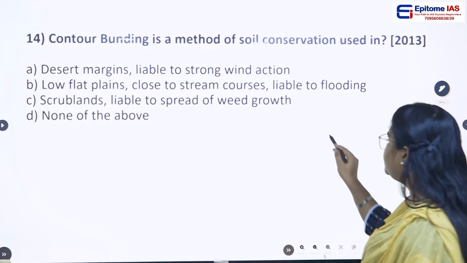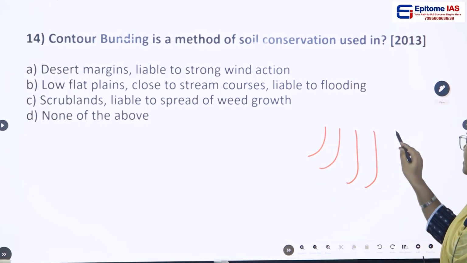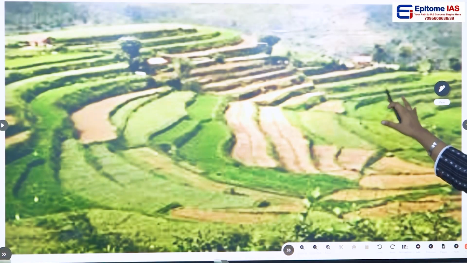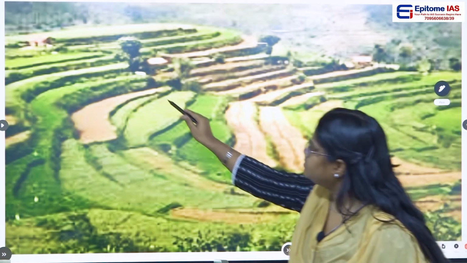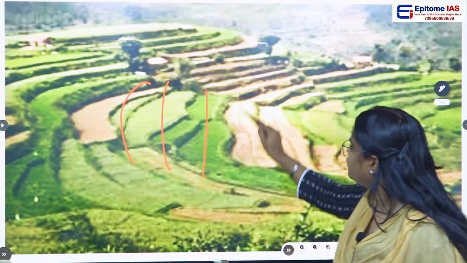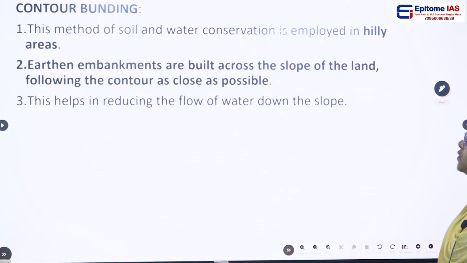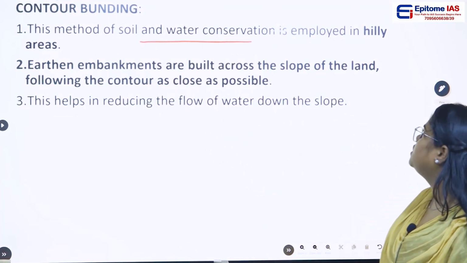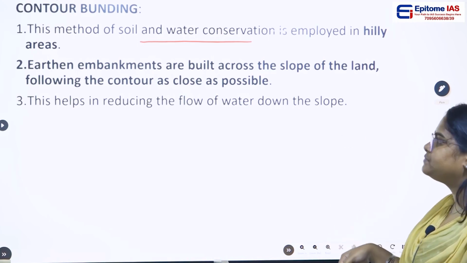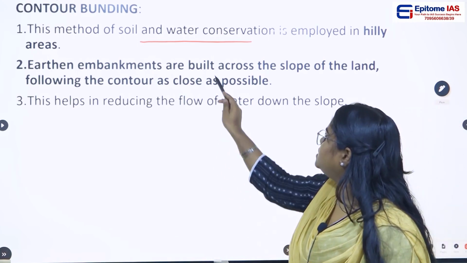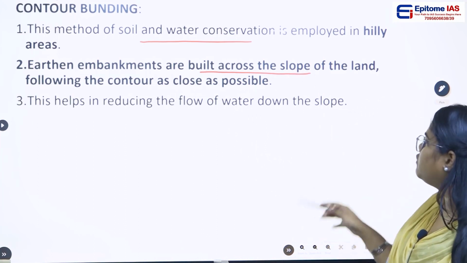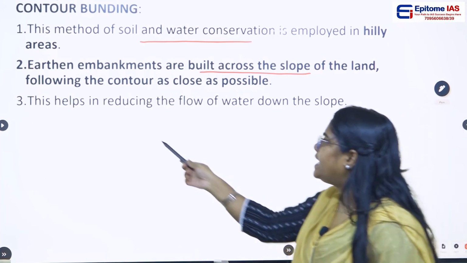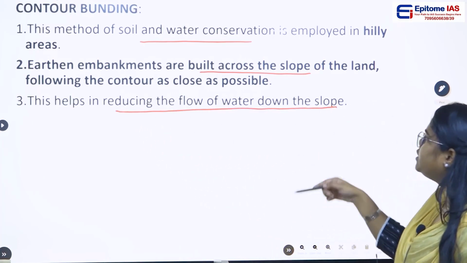If you see this contour bunding, it will be like something like this. I'll show you a picture so you will understand. So this is the picture of the contour bunding. It will be like this, some sort of contour. So what is this contour bunding? It is a method of soil and water conservation in hilly areas. The earthen embankments are built across the slope of the land following the contour as close as possible. This helps in reducing the flow of water down the slope.